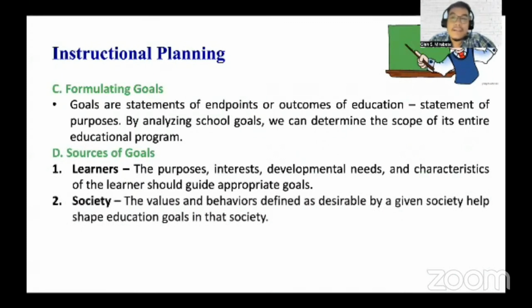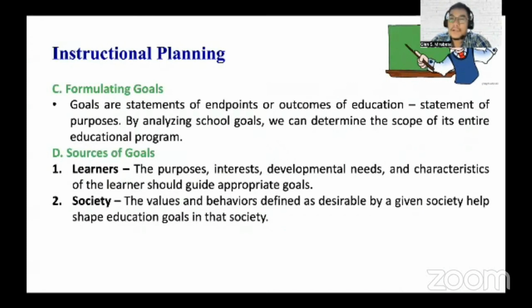Then for the society, definitely, the values and behaviors defined as desirable by a given society help shape education goals in that society. The school is an agent of cultural preservation, cultural transmission. We just have to preserve our timeless values like saying po and opo. And we resist changes that are not suitable for children.